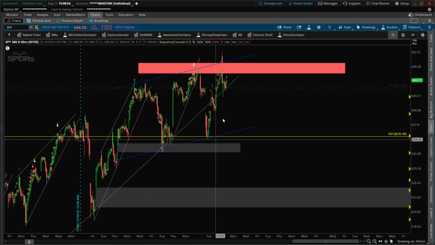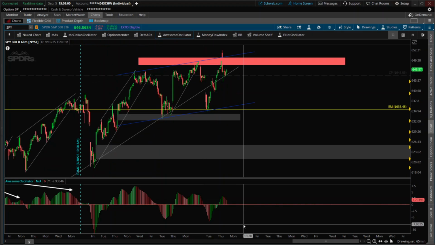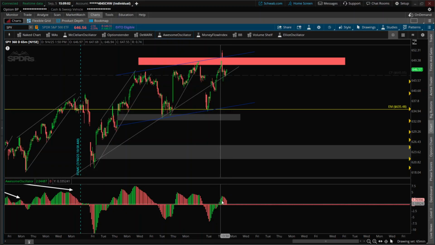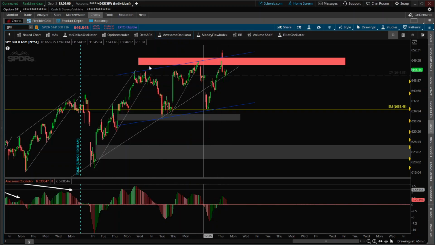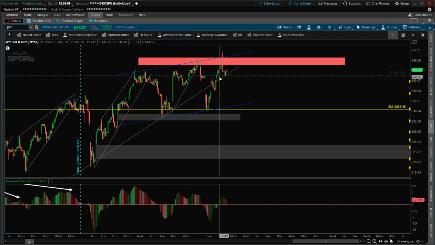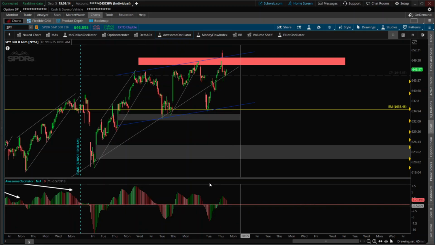Here's the DeMark. No count here, no setup. Awesome oscillator. Came back into the positive. Really what it's telling us is we're moving sideways. And that can be apparent from the price action there. But we want to see this, again, get back into the red area if we're going to continue to short this.